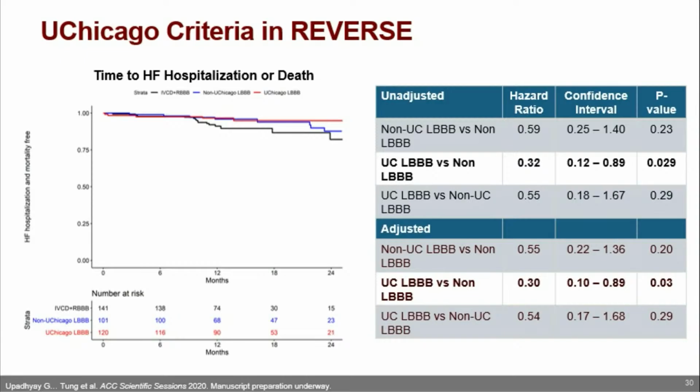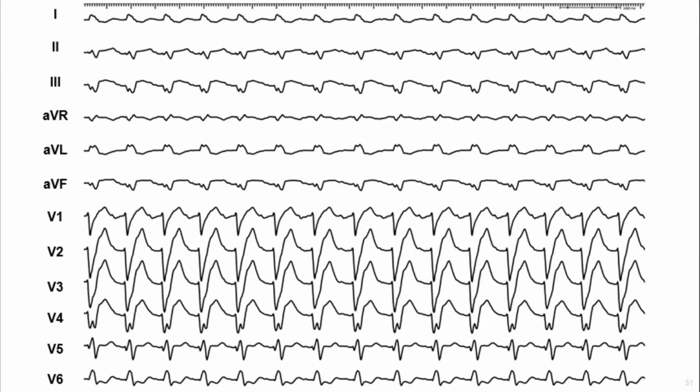Importantly, there is also a trend towards greater benefit, both with respect to time to heart failure, hospitalizations, or death, with the new model. Now, let's try to apply some of these criteria to 12 leads for patients.